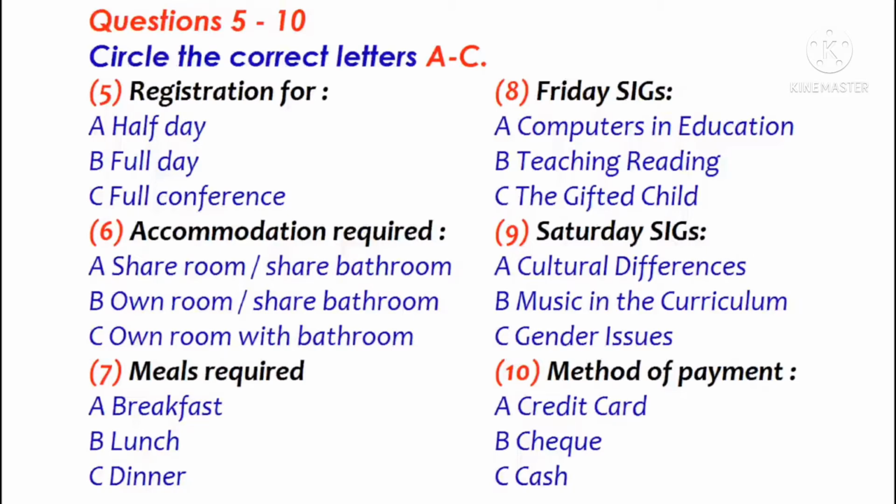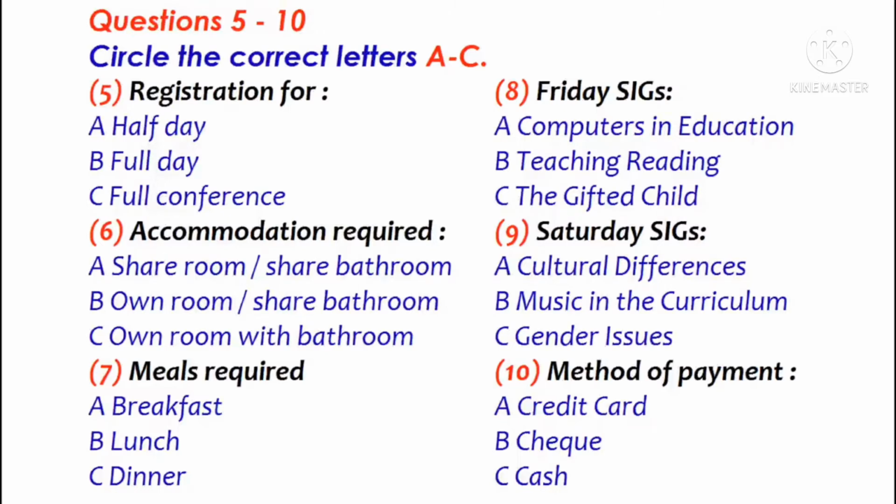Perfectly okay. Now, a couple of other things. There are a number of special interest groups organised. They're known as SIGs, and you're asked to nominate your preference. They'll take place on the Friday afternoon and Saturday morning, but they're filling up quickly, which is why you need to nominate now. Right. What are the SIGs? Well, there are 6 altogether. Let's see. On Friday, you have a choice between computers in education or teaching reading skills. Or a session on catering for the gifted child.